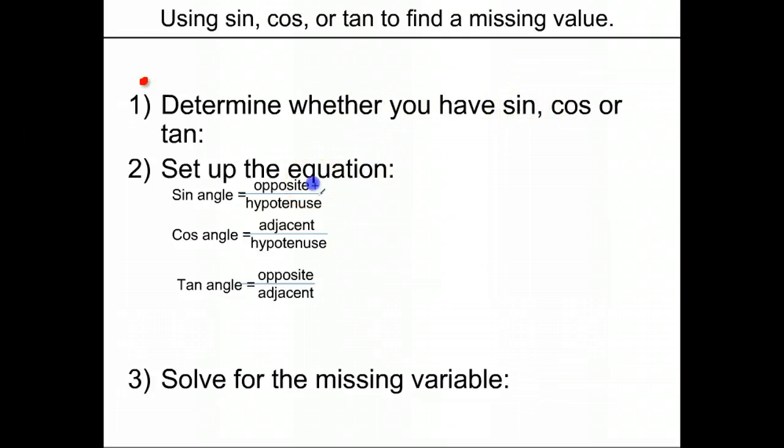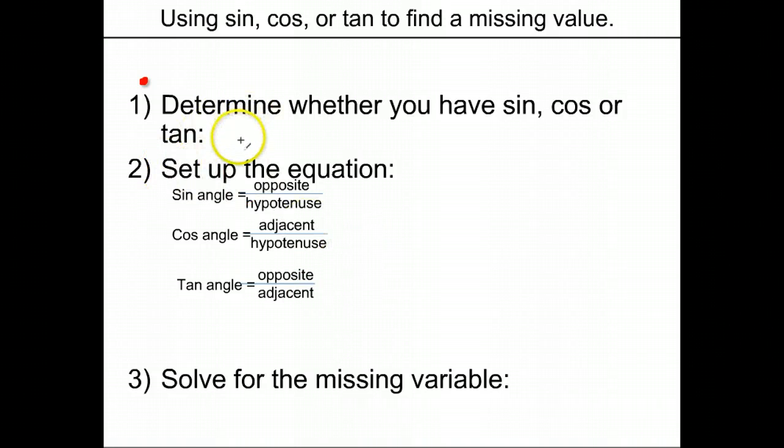Well, remember that sine deals with opposite and hypotenuse, so if those are the parts you have, you use sine. Cosine is adjacent over hypotenuse, so if you have the adjacent side and the hypotenuse, you use cosine. Tangent uses the opposite side and the adjacent side, so if you have opposite and adjacent, you would use tangent.